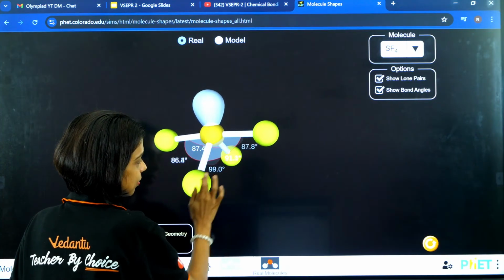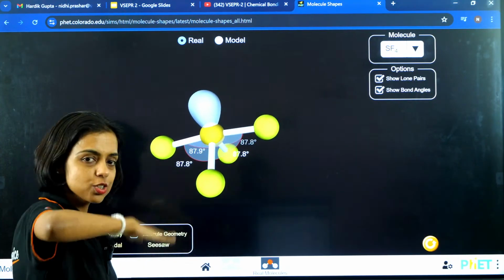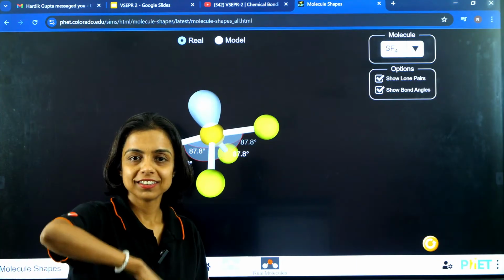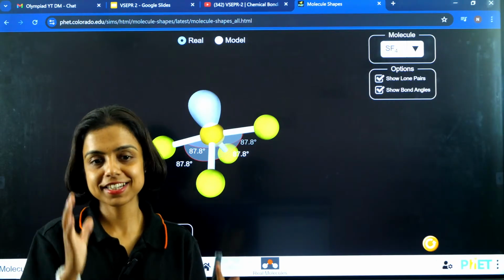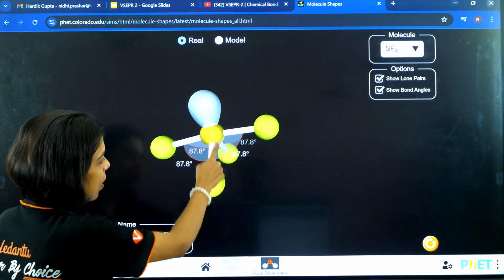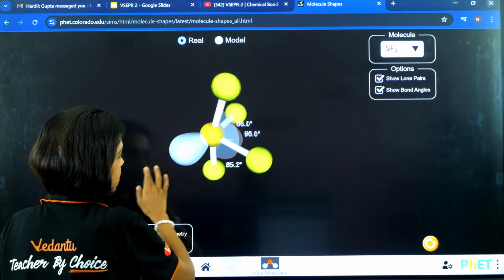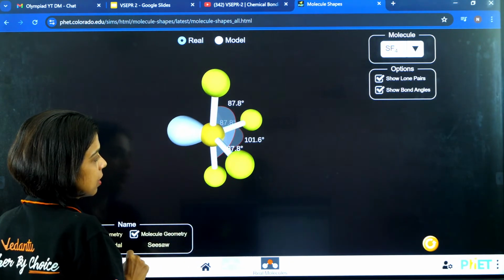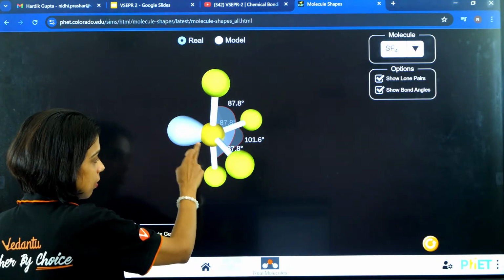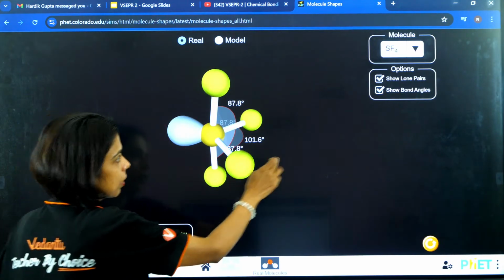Seesaw. Do you know what a seesaw is? That swing in the park where kids sit. So it looks like this. Again, this is the shape. Suppose I take 2 lone pairs, right? Suppose out of 1 bond, this is also a lone pair.